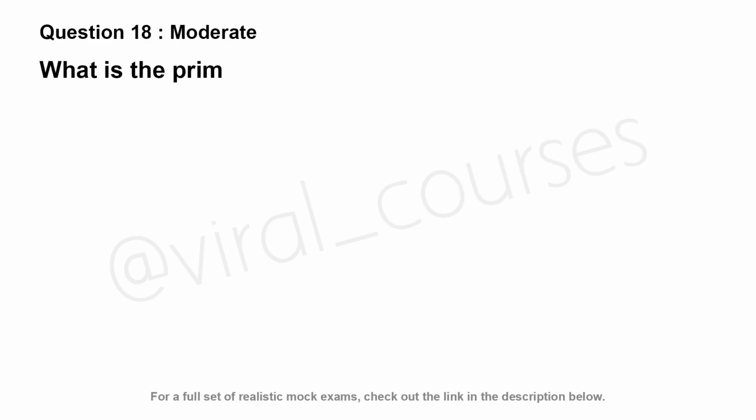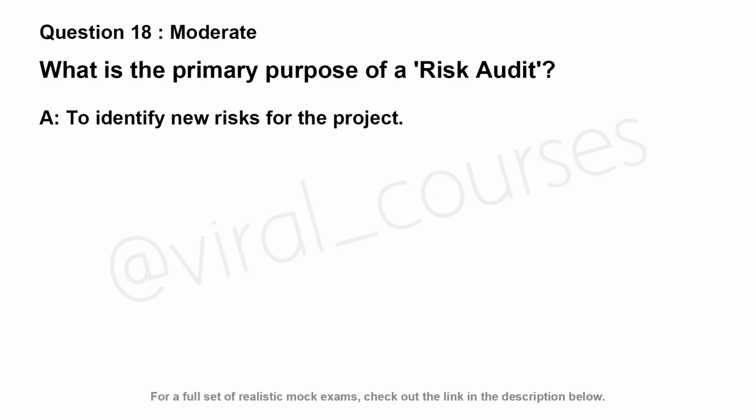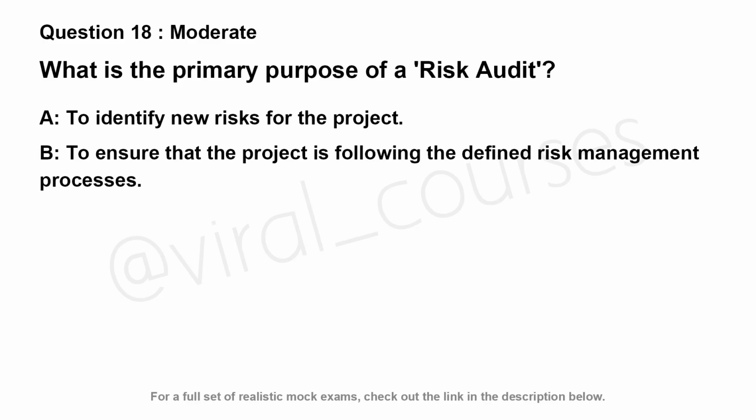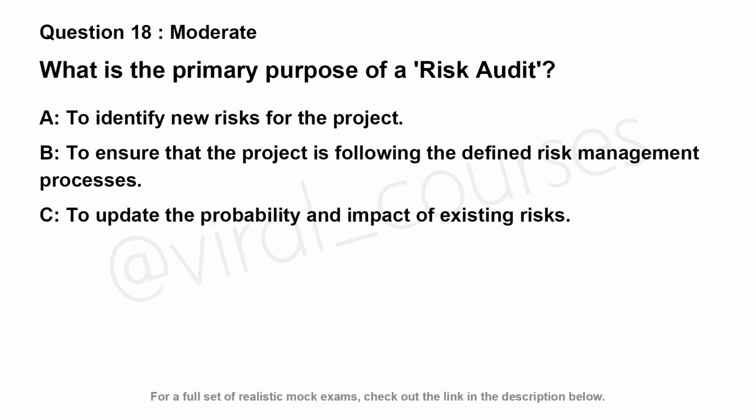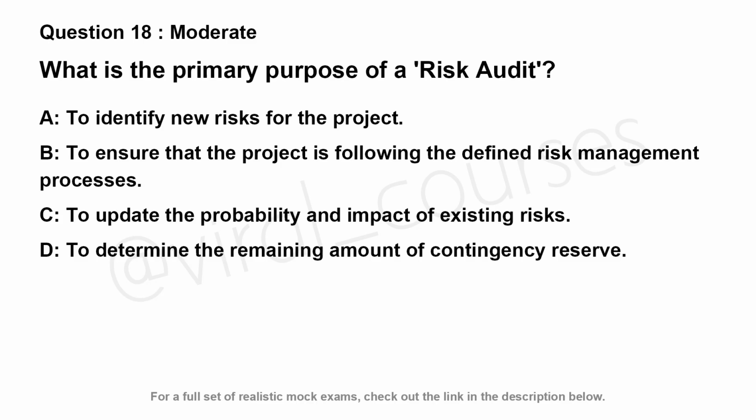What is the primary purpose of a risk audit? Option A. To identify new risks for the project. Option B. To ensure that the project is following the defined risk management processes. Option C. To update the probability and impact of existing risks. Option D. To determine the remaining amount of contingency reserve.